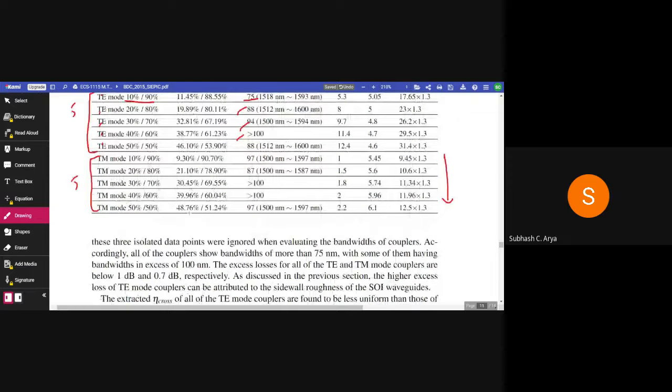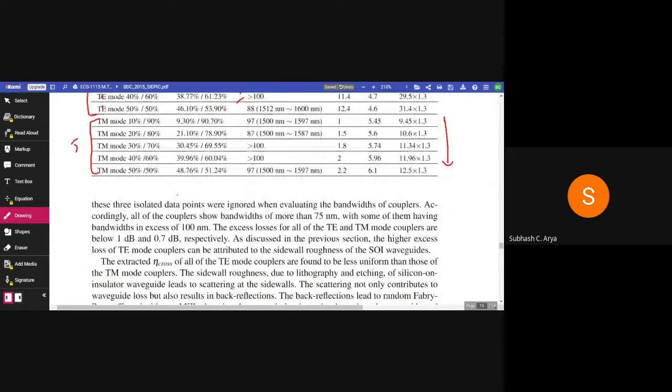Okay. Now these three isolated data points were ignored when evaluating the bandwidth of the couplers. Accordingly, all of the couplers show a bandwidth of more than 75 nanometer, with some of them having bandwidth in excess of 100 nanometer. The excess losses for all of the TE and TM mode couplers are below 1 dB and 0.7 dB respectively. Means for TE mode 1 dB and for TM mode 0.7 dB, that is the excess loss.